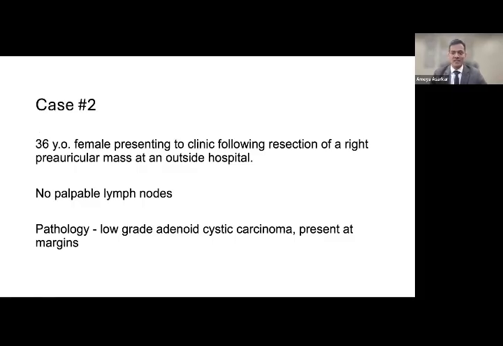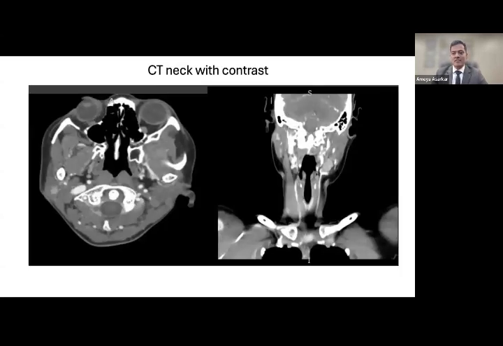Quickly moving on to the second case, we'll change gears a little bit. It is a 36-year-old female who presented to your clinic with a history of resection of a preauricular mass, and she came with the pathology result of low-grade adenoid cystic carcinoma, which was present at margins. Probably what happened was the surgeon outside had just done a biopsy or truncated it, thinking that it's a nodule. And this was her post-operative CT scan. This is how she presented to us.